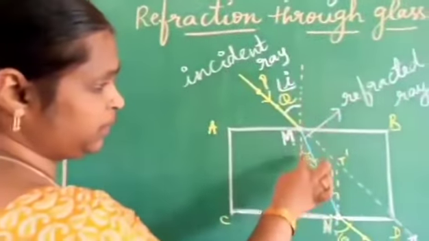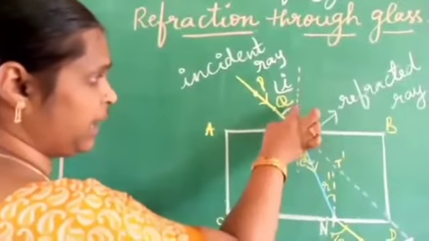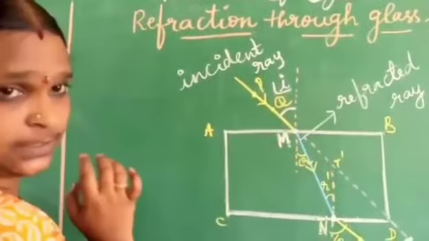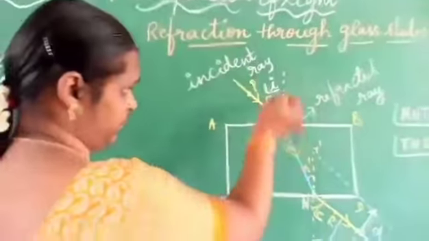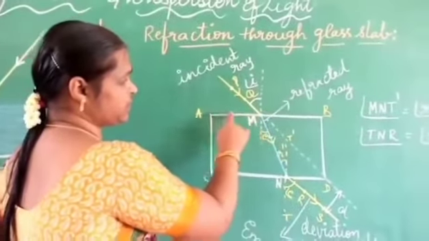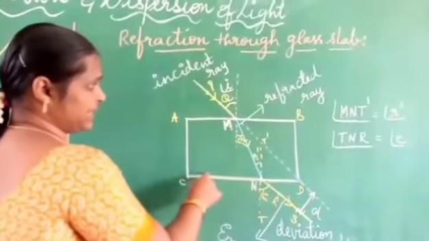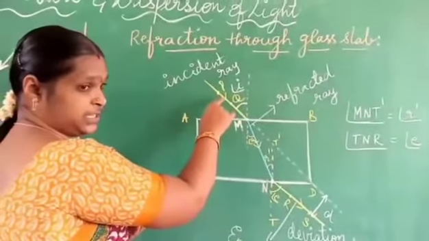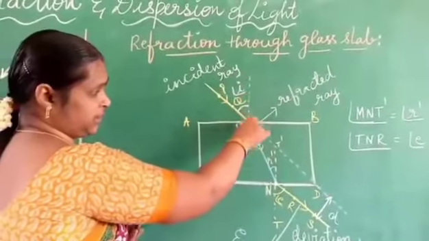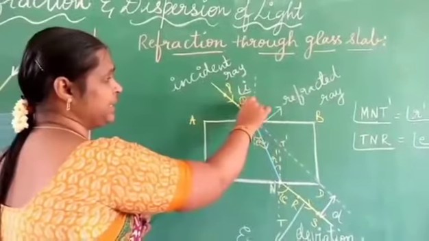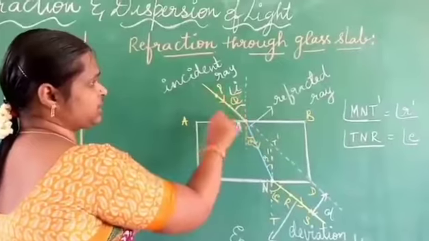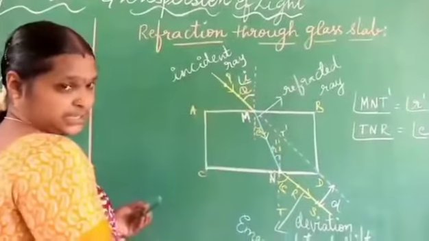The angle between the normal and the incident ray is called the angle of incidence. I think you are clear. You understood here. Once again I am repeating. The initial ray which is falling on the surface of the glass slab is called the incident ray. The dotted lines which are drawn here are nothing but the normal. The angle between the normal and the incident ray is called the angle of incidence.